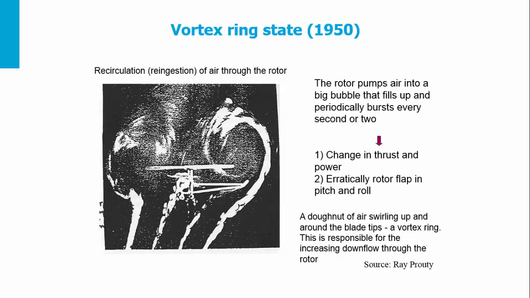The rotor will pump air into this big bubble, it will fill it up, and then periodically it will explode every second or two. It follows that in a vortex ring state we will have a change in thrust and power, the rotor flapping will be erratic, and the helicopter will pitch and roll. This is a state where the helicopter pilot has to get out as soon as possible.